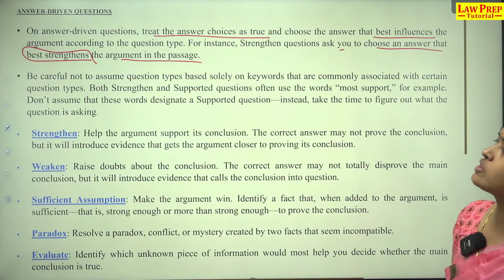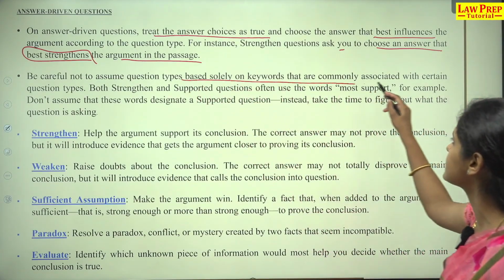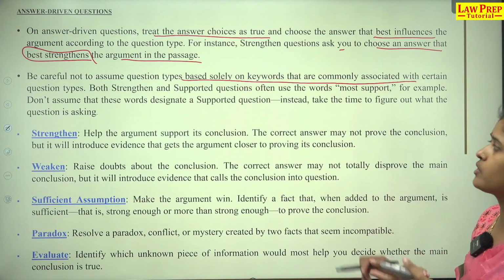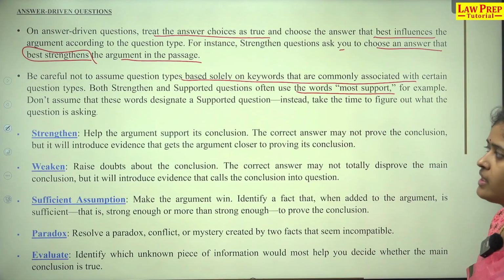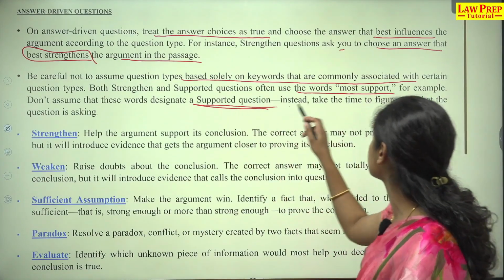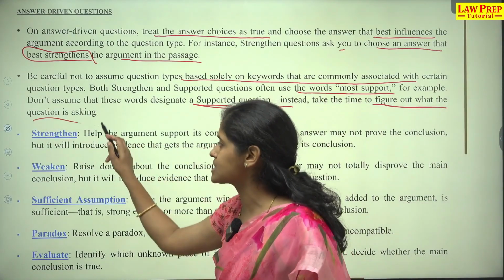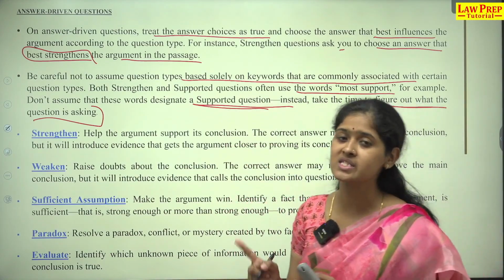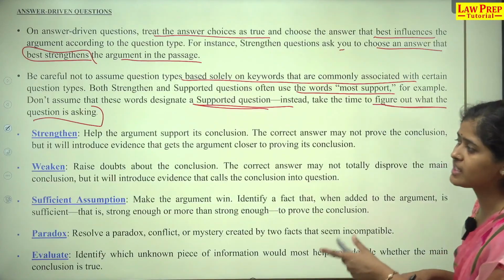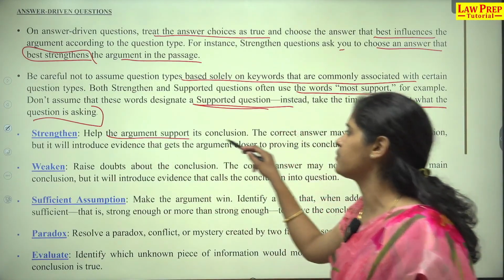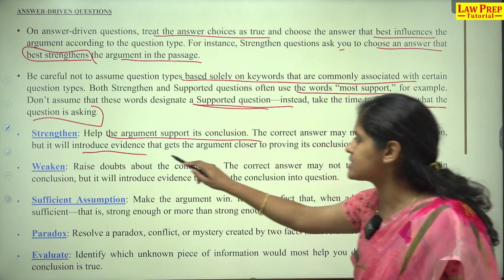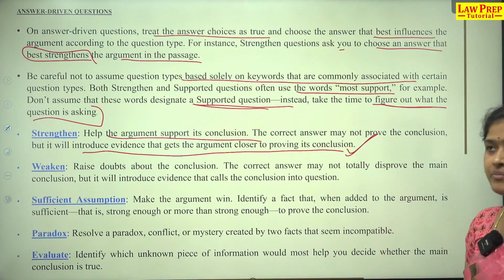Be careful not to assume question types based solely on the keywords that are commonly associated. This I have heard so many times. See, both strengthen and support questions use the words most support, right? For example, it's written most support. In that case, do not designate this as a support question. Take time to figure out what the question is asking. If it is asking you to support the question, then the answer will come from where? Passage, right? Support means the answer will come from the passage. If it's a strengthening question, you have to do what? Help the argument support its conclusion. That means you can take an extra piece of evidence as well, but it will introduce evidence that gets the argument closer to proving its conclusion. Do you get the difference?